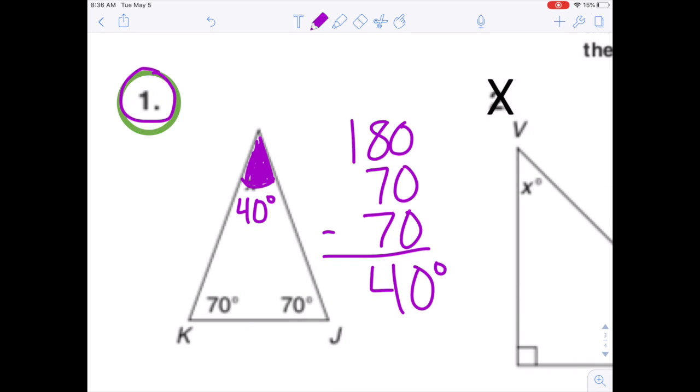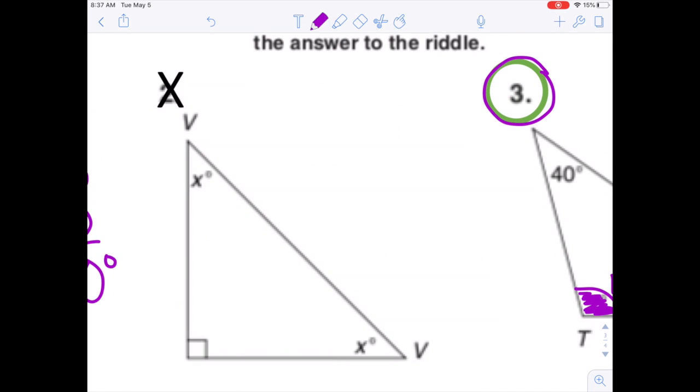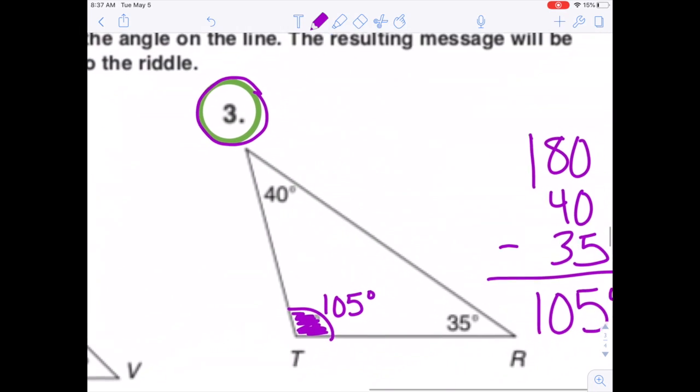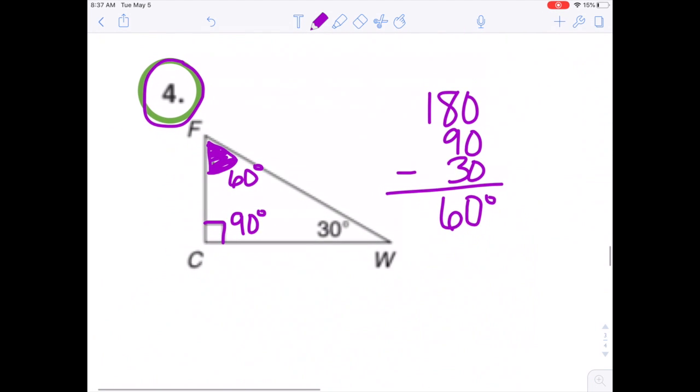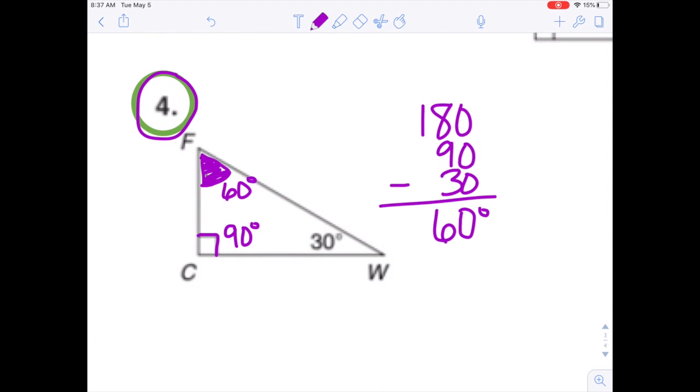Okay, for this first one, you should have gotten an answer of 40 degrees. That's the missing angle. For the second one, 105 degrees is the missing angle. And for the final one, don't forget that this symbol, the square down in the corner, means 90, so 60 degrees is the missing angle.